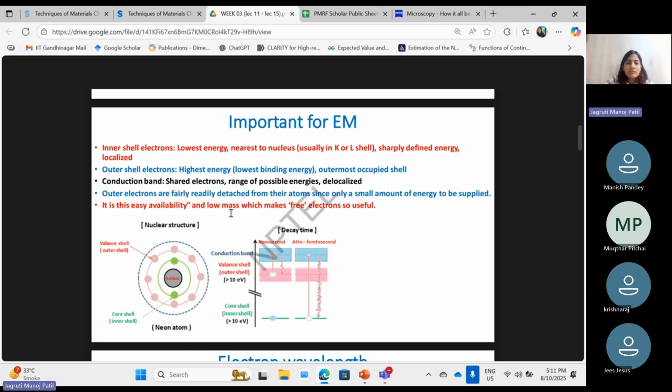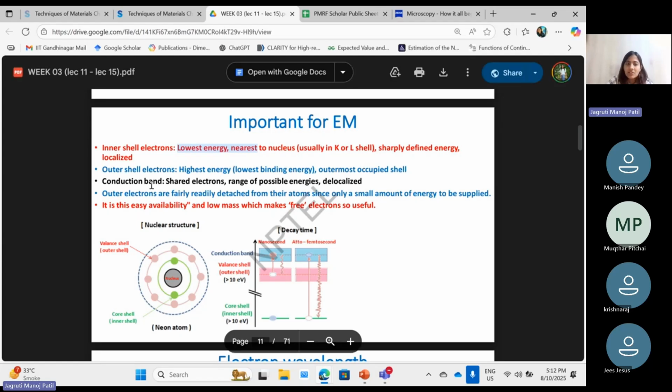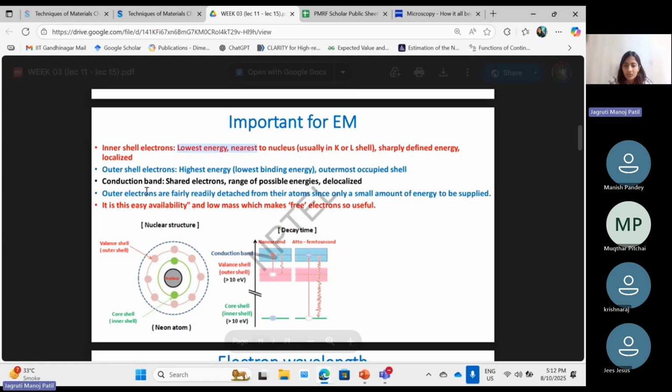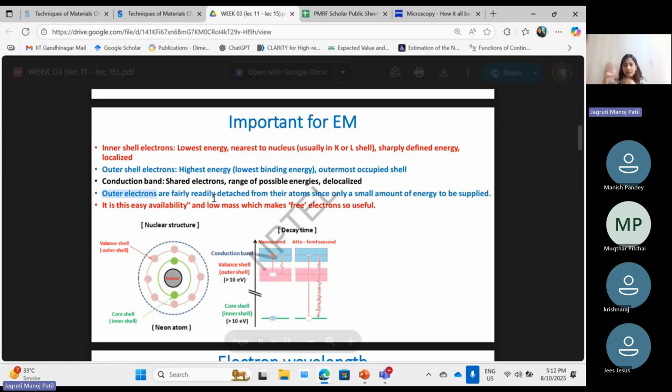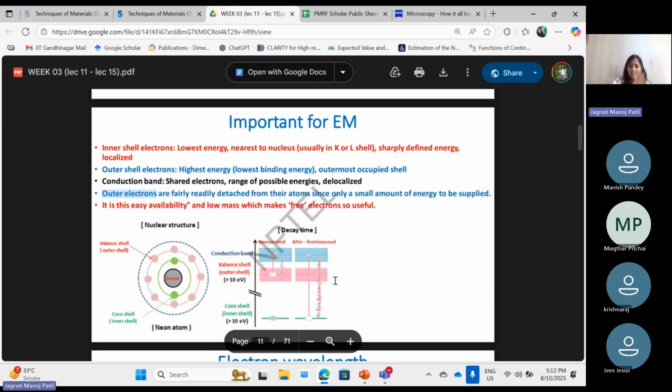Right. Now, the same thing that we saw: the inner electrons will have the lowest energy, nearest to the nucleus, whereas the outer shells are the highest energy, the outermost ones. Conduction electrons are nothing but the shared electrons, and these outer electrons can be fairly detached from the atom, so only a small amount of energy has to be supplied to them. Okay, so this is how the electron band diagram looks, and how the electrons are loosened.